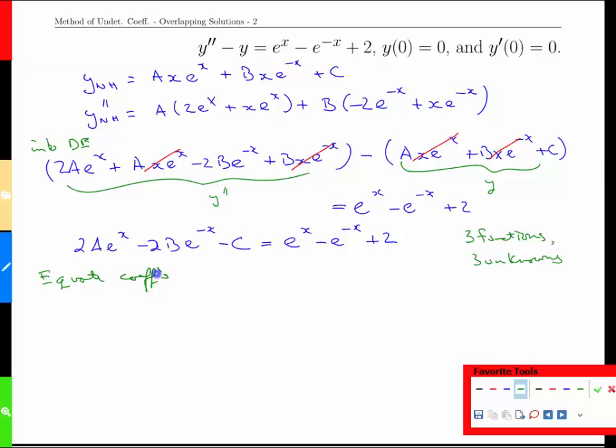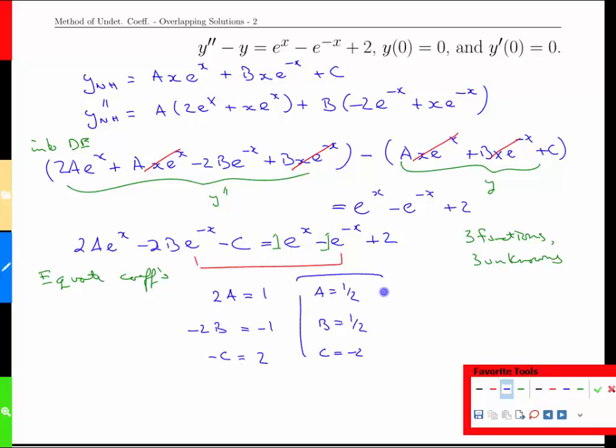If we equate the coefficients, well, 2a has to equal, how many e to the x's do we have on the right? We have 1. So 2a has to equal 1, and so a must be a half. When we equate the coefficients of the e to the negative x part, we would have negative 2b's of those on the left, and that would equal negative 1 on the right, so b is also equal to 1/2. And last but not least, for the constant terms, we have negative c equals 2, so c is equal to negative 2. And there we are.